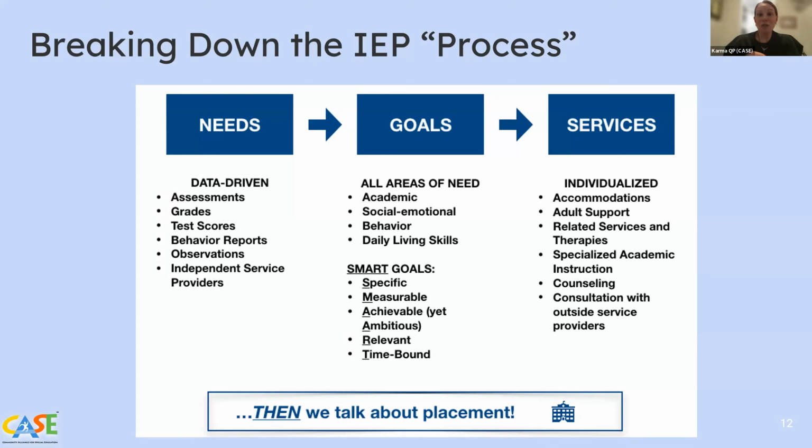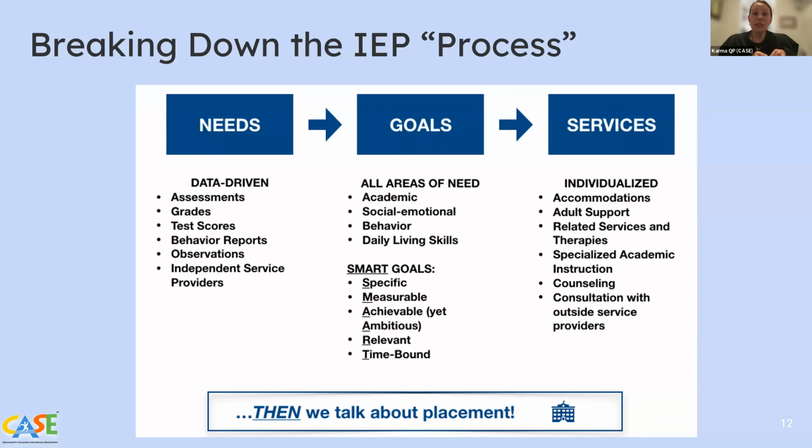Once we have our goals, we take a look at the services that are needed to make sure the goals can be put into place and worked on and addressed by the student and the school staff. The services have to be individualized. That's super important. Remember that. The services can also include accommodations. It can also be adult support, like an aide.